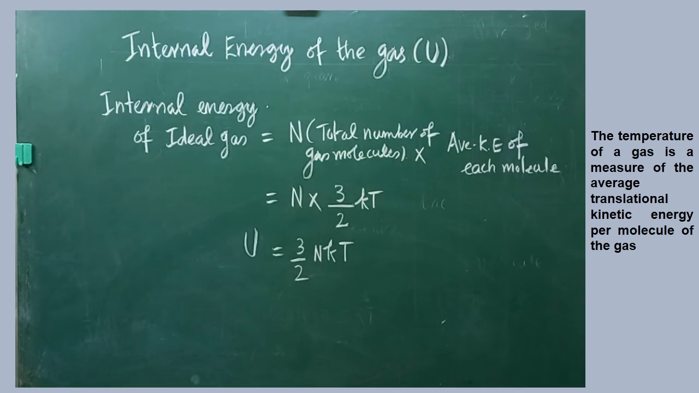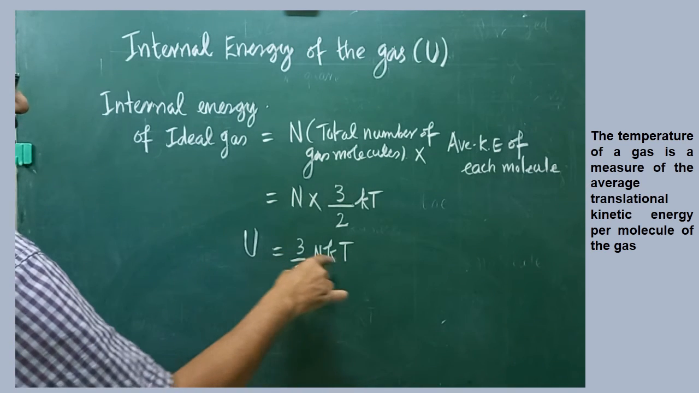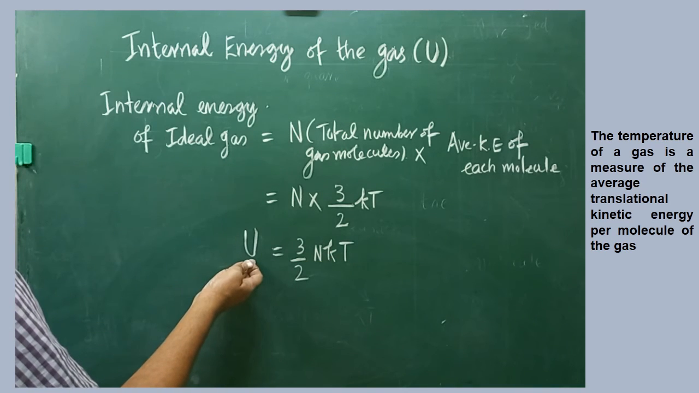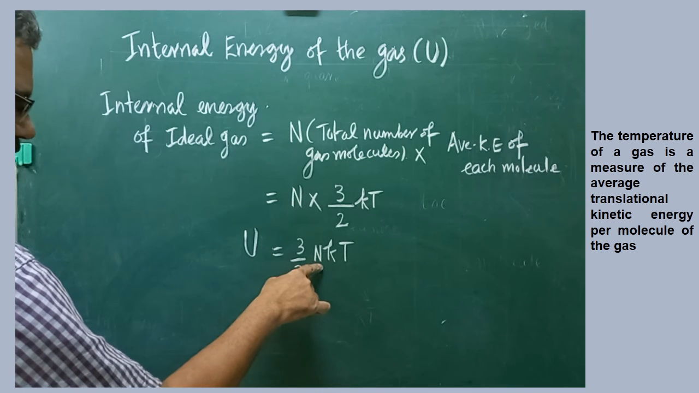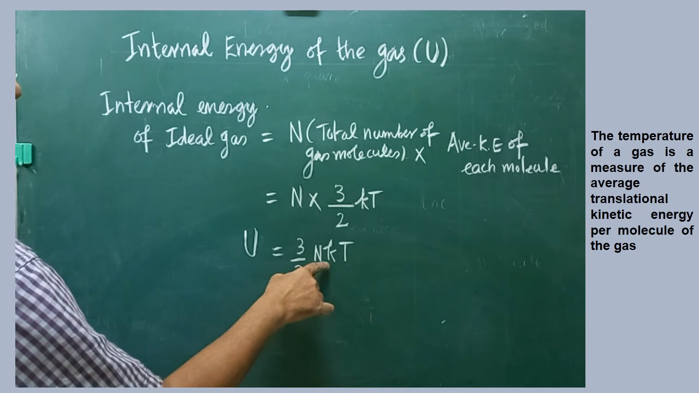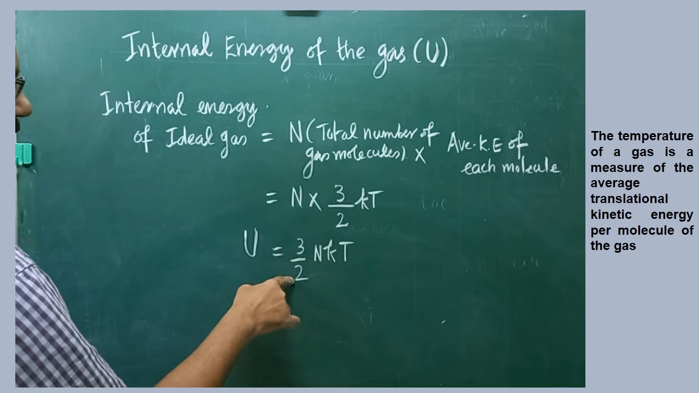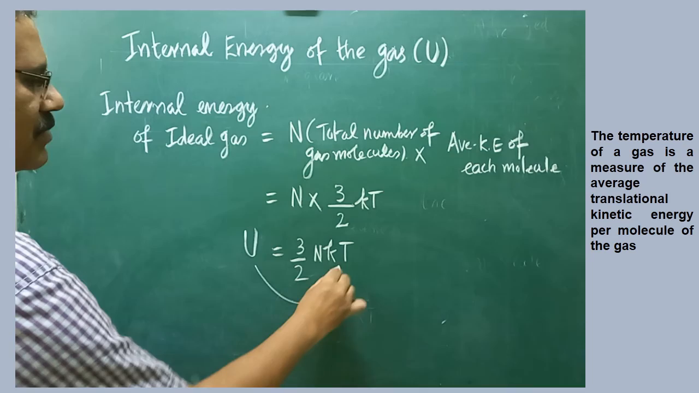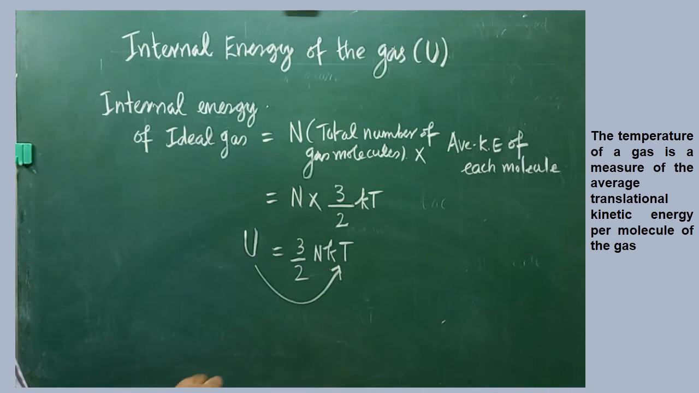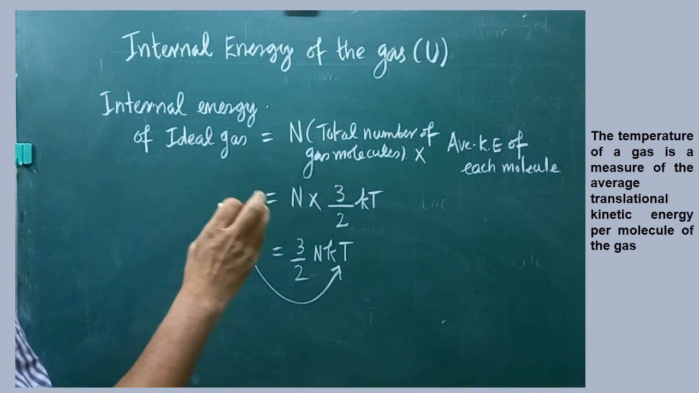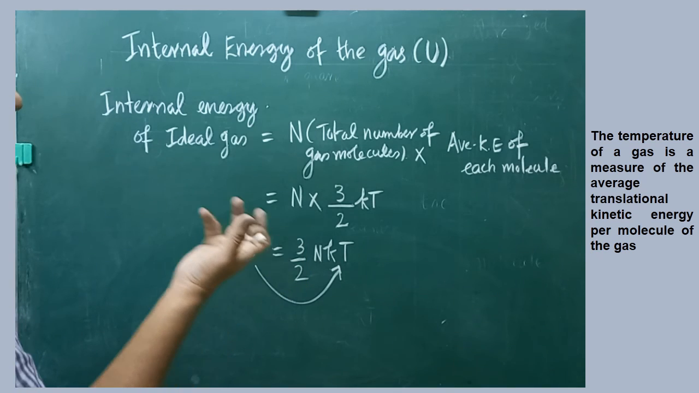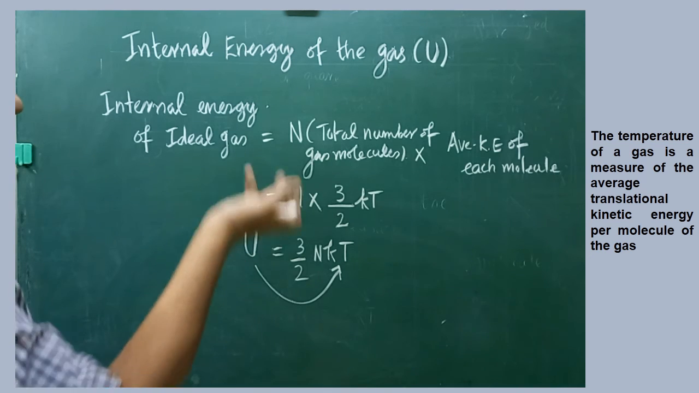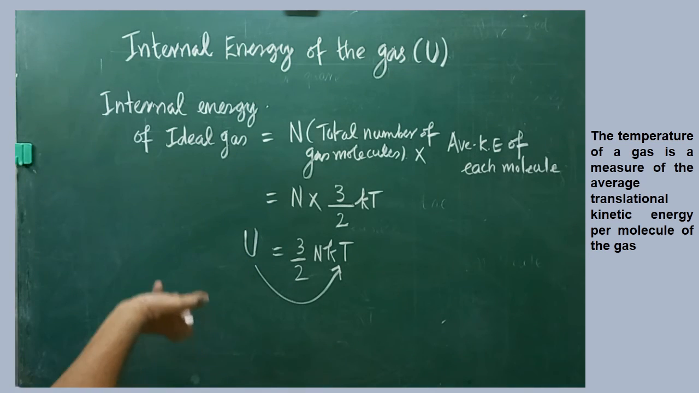Are you clear? Here also the internal energy depends on the temperature. If temperature is more, internal energy of the system will also be more. Here the number of molecules is constant, and k is also constant. 3 by 2 is a mere number. Therefore internal energy purely depends on temperature. If the temperature of the system is high, the system possesses a large amount of internal energy. If the temperature is low, the internal energy of the system will also be low.